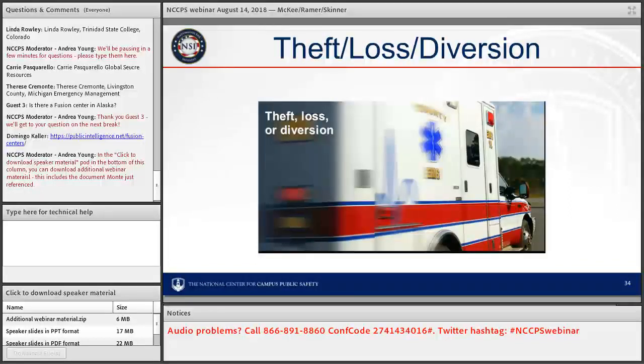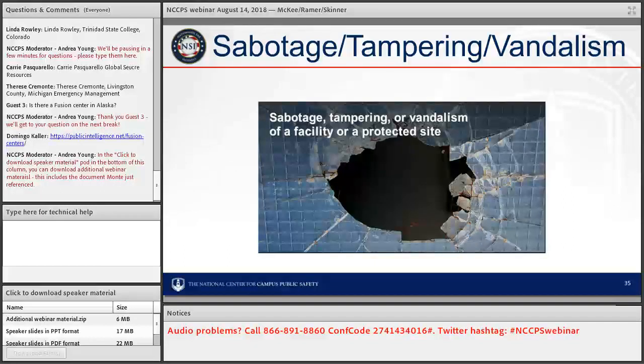Slide 34. Theft, loss, or diversion. Criminals steal things. Terrorists steal things to perpetrate their criminal act. Slide 35. Sabotage, tampering, or vandalism. We know from prior studies of terrorist events that this is a common activity, a common behavior. So as such, if you see this behavior, not only is it a crime in and of itself, don't forget that that might be an indicator of a terrorist event and needs to be processed as a suspicious activity report.